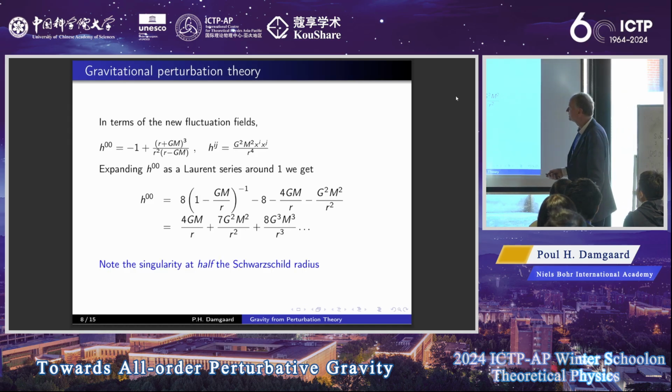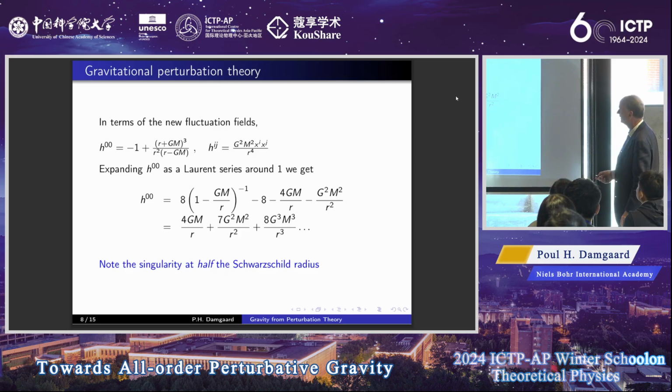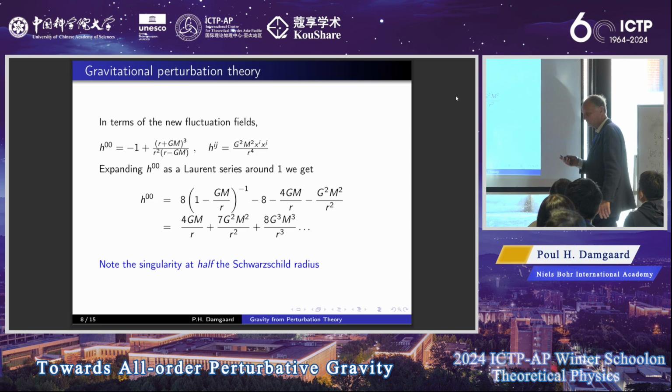By the way, note that the singularity is at half the Schwarzschild radius. We all know that the horizon is just a coordinate effect. When you see standard Schwarzschild metric coordinates, you see a singularity. That's a coordinate singularity. It's not a real singularity. The horizon has no real singularity, and here we see it explicitly. In this choice of variables, there is a coordinate singularity, but it's at half the Schwarzschild radius.